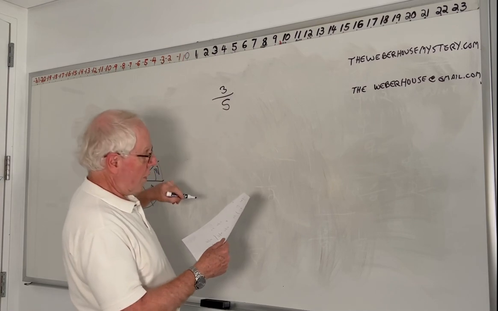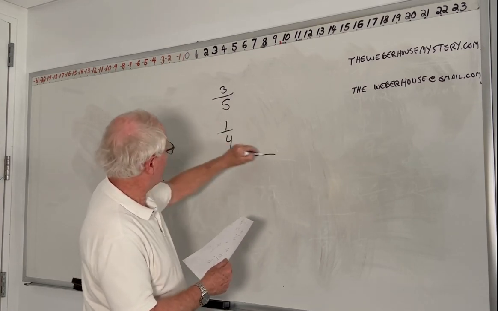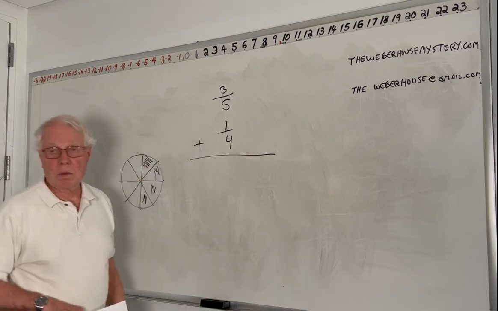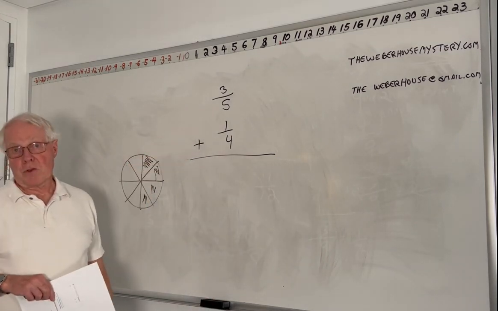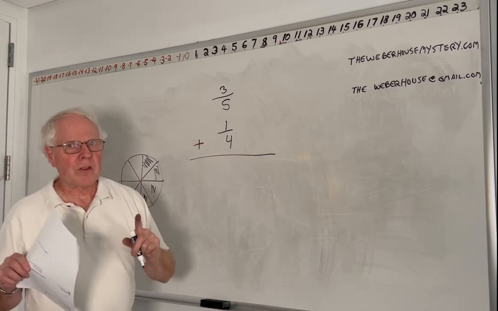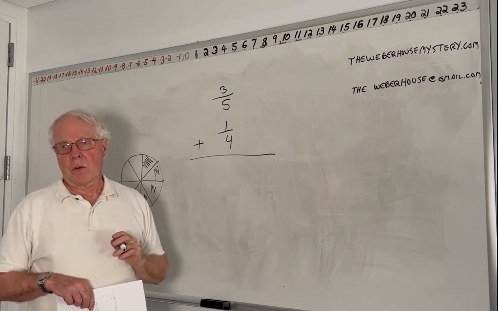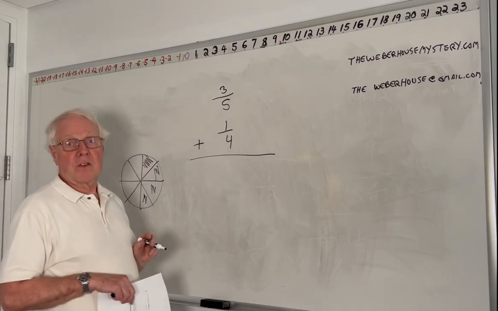So let's add 3/5 plus 1/4. Okay? Can't just add them because the denominators are different. So again, how are we going to figure out what number? We're looking for some higher number that both 4 goes into and 5 goes into. And you might have realized already it's 20.